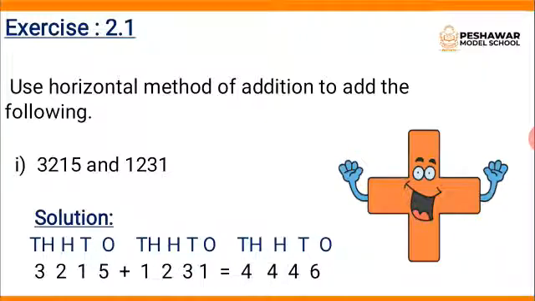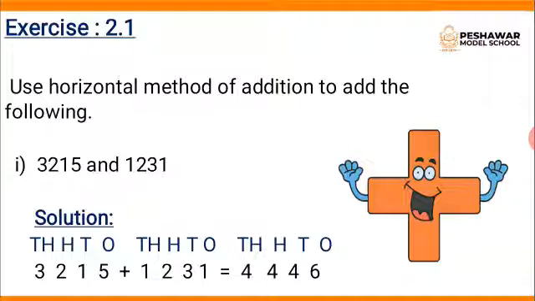Okay boys, now take out your book, exercise 2.1 and open page number 29. Question number 1 is use horizontal method of addition to add the following. Part number 1 is 3215 and 1231.